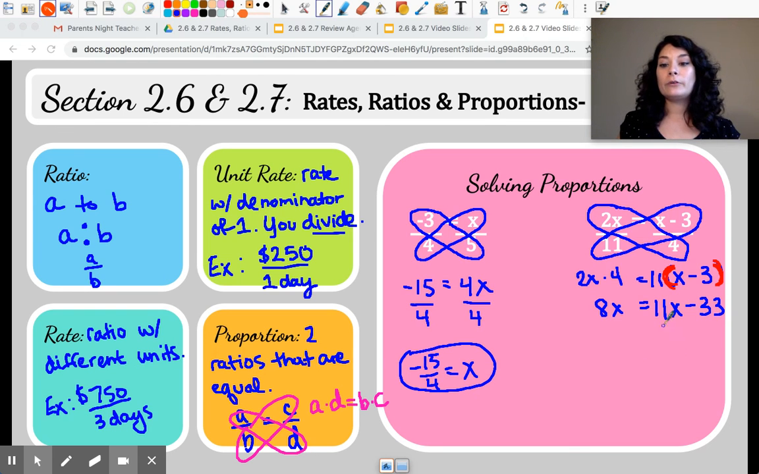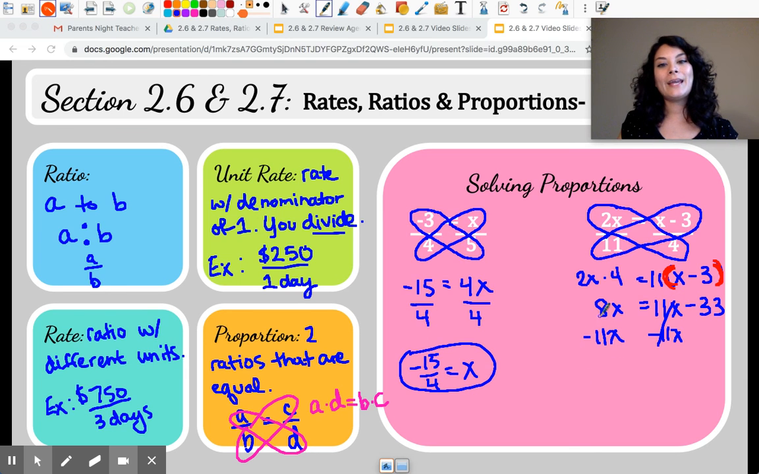Now I also have variables on both sides. Now I typically like to move the variable in such a way that I get a positive term, but if you notice, I only have the one variable term over here. So if I move the 11x over to the left, I'll have a negative, but it'll create a one-step equation. So I actually am going to go for the negative term this time.